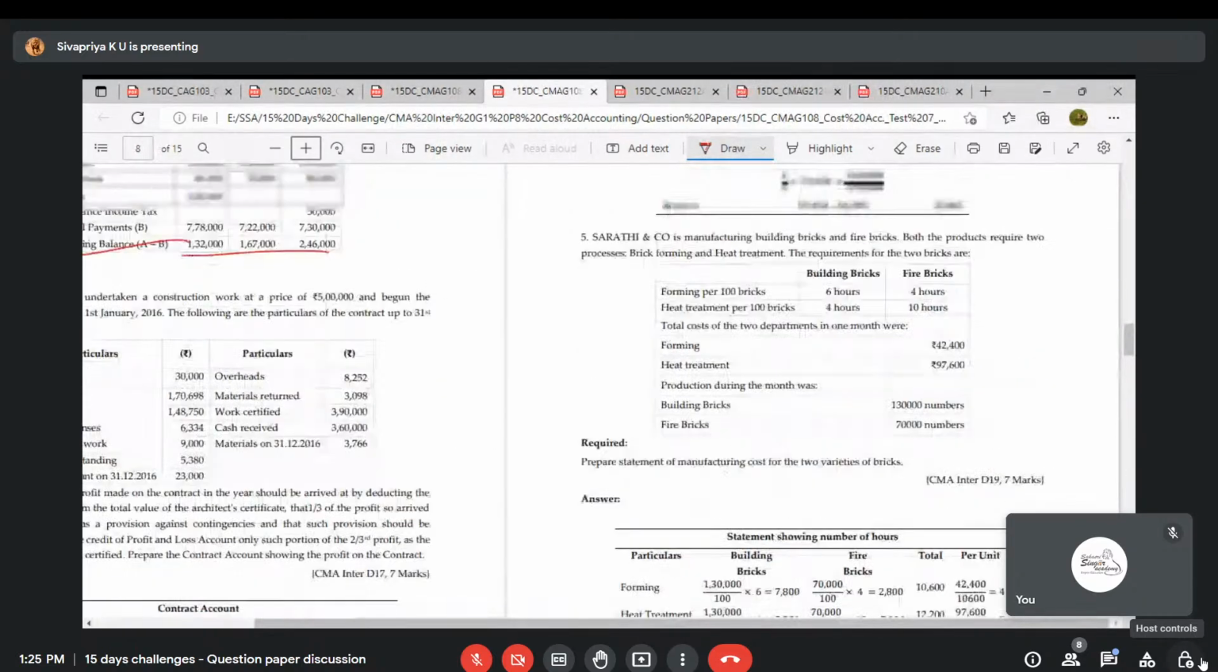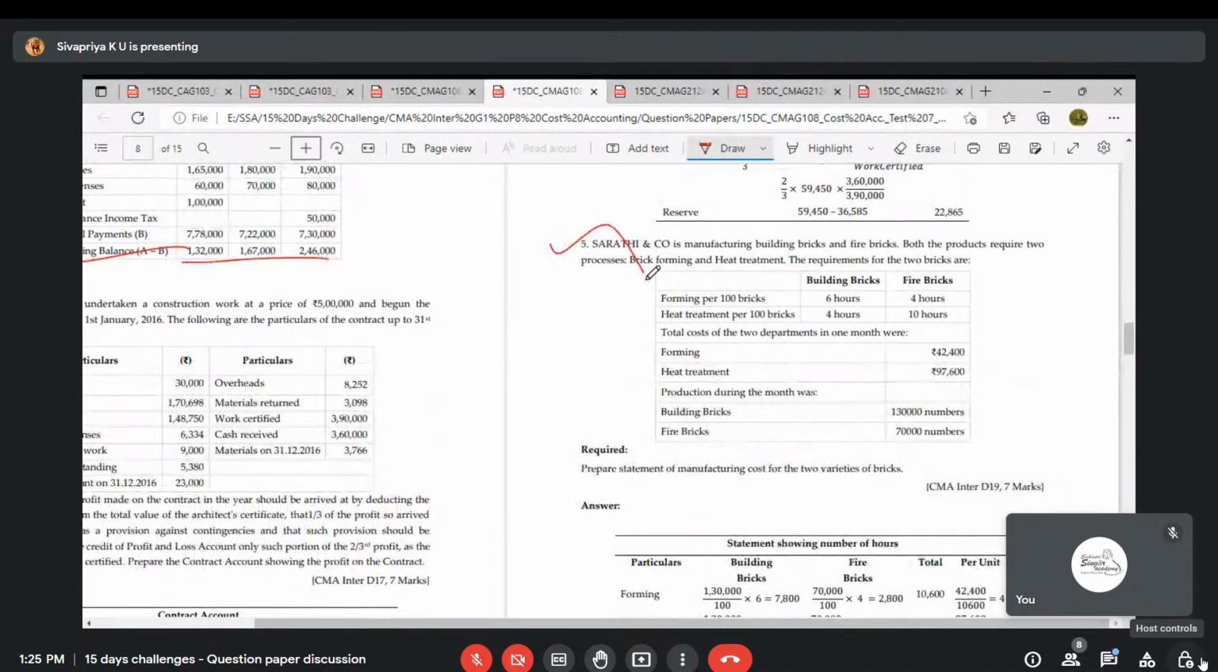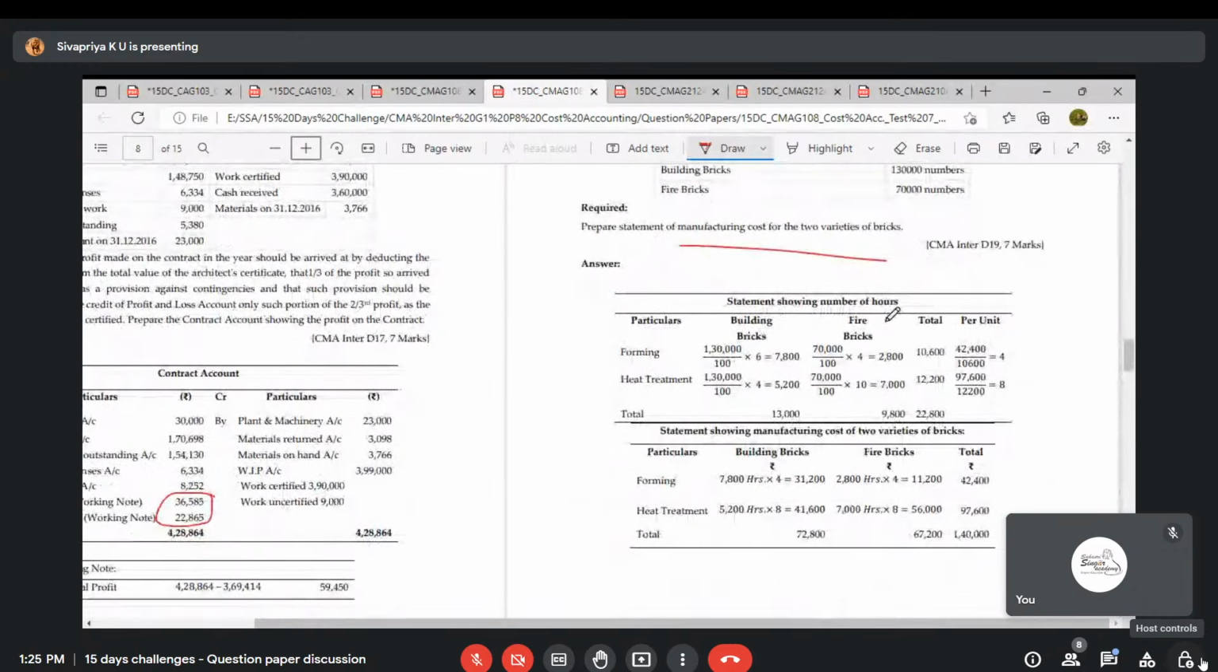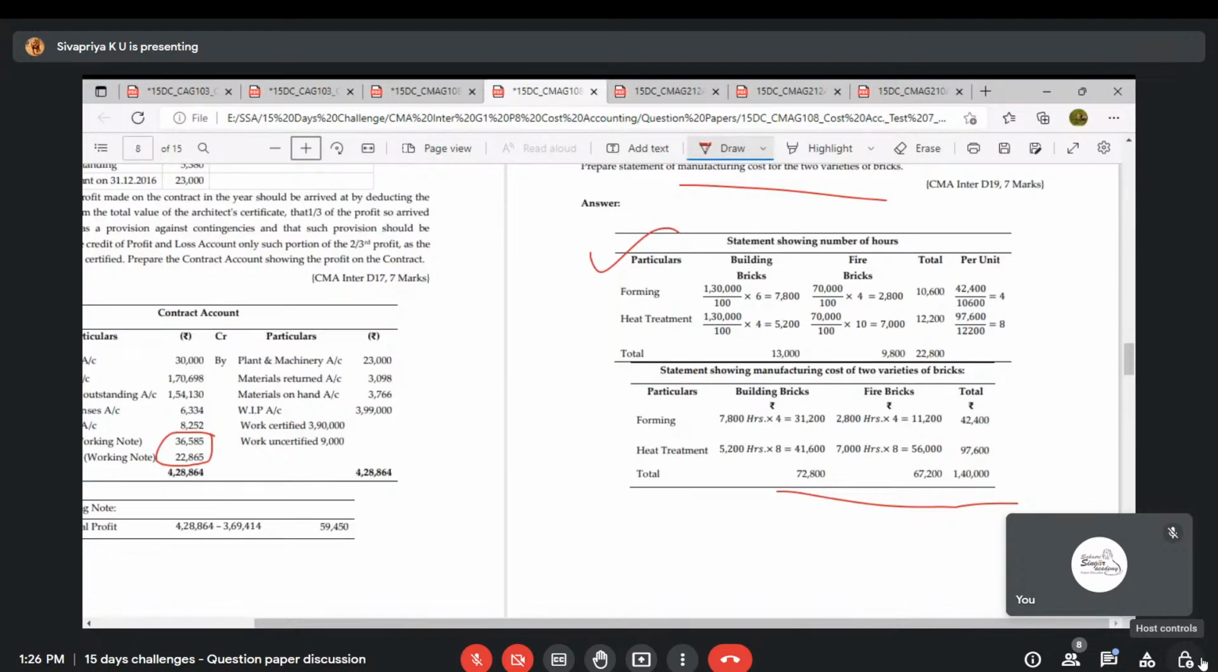This is next, question number 5. This is calculate the manufacturing cost. Statement of manufacturing cost for 2 varieties of bricks. One is forming, another operation is heat treatment. So this is the answer. இப்போதான் பார்த்தோம் அந்த டெஸ்ட் நம்பர் 6ல பார்த்த அதே ப்ராப்ளம்.